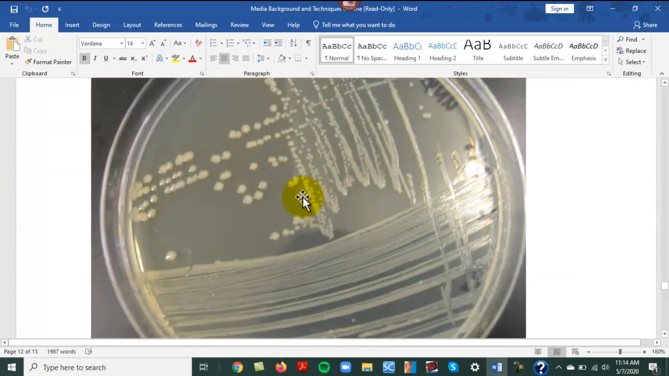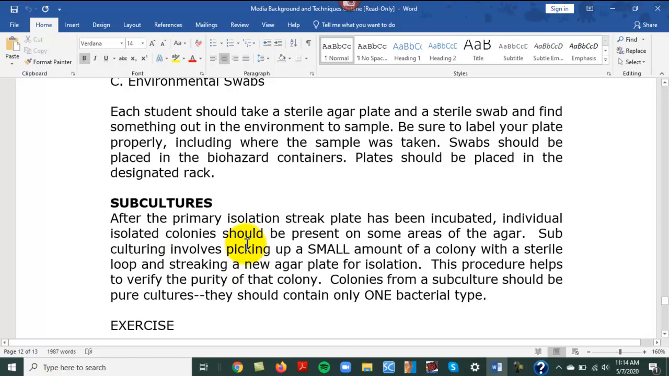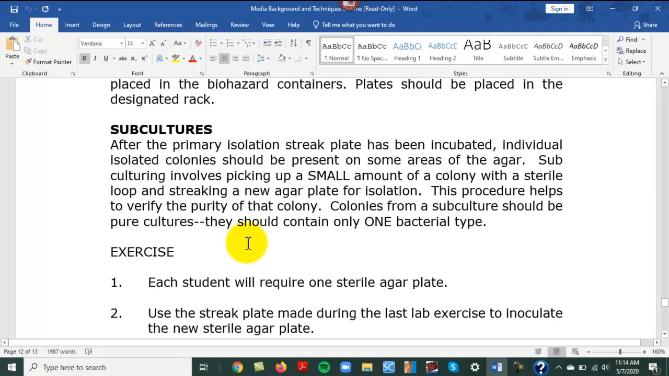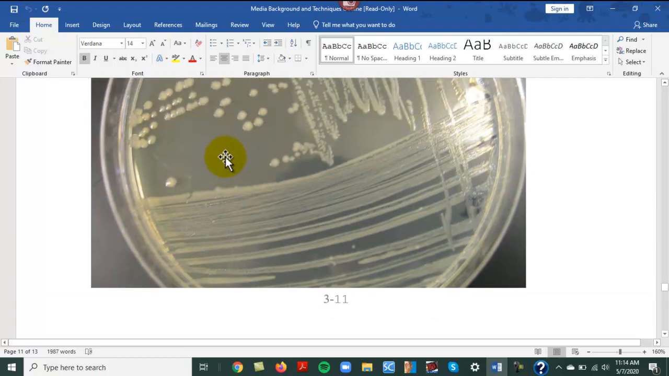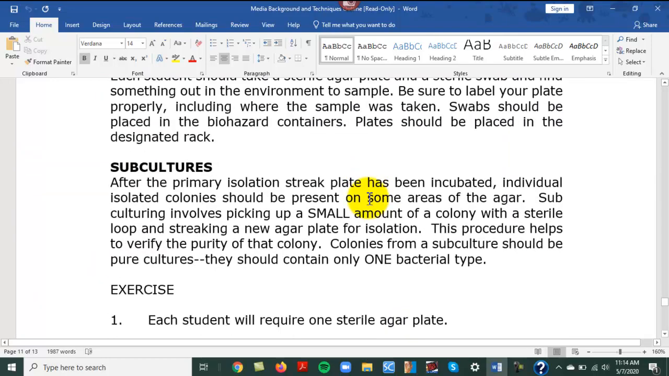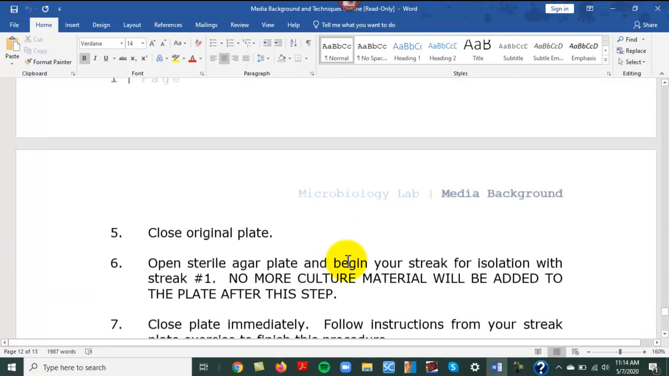And then what you can do is you can take one of those colonies and you can do another streak for isolation. And what that's called is a subculture. And it's a pure culture. You're only working with one organism. Because there you can see this is all the same color. There's not different colors or anything. And so you would then do another streak with that one to get individual colonies so you can work with that.